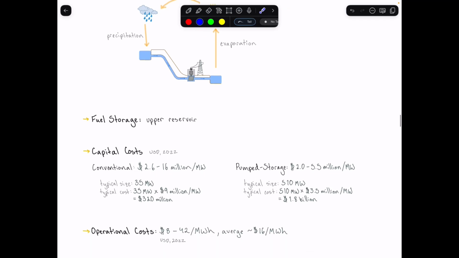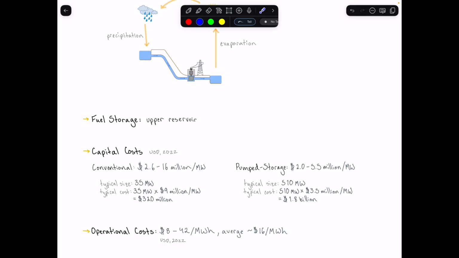Okay. And then for the operational costs, so once a hydropower plant has been constructed, its operating costs are relatively quite low because it doesn't require any fuel to generate electricity. And so this range of values I have here, this $8 to $42 per megawatt hour, is derived from the National Renewable Energy Laboratory's Annual Technology Baseline report from 2023. That's a mouthful, but that's a laboratory that is located in the United States, so these numbers are for the US. The value is in US dollars in 2022.